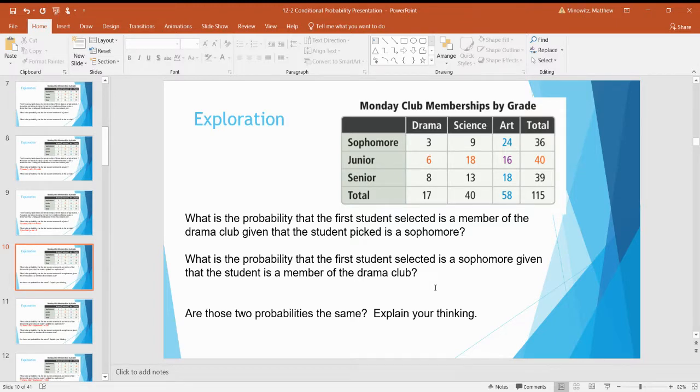And then we're going to compare those two probabilities, because those two sentences say very similar things, but we need to see if the order is going to affect the probability or if the probability remains the same no matter the order. So pause the video, try to think of what these questions are asking and how to calculate these probabilities, and when you're ready, unpause the video.